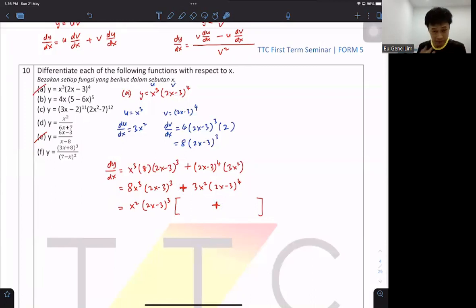Then you go and look carefully on the left and the right. You see the left hand side of the plus, okay? The left hand side, you take out x squared already. You take out x squared from x cubed. Then you still have 1x. I mean, you still have 8x, right? On the left.